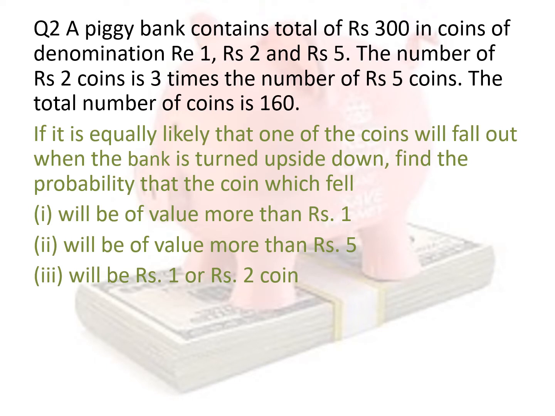Next question is, a piggy bank contains total of rupees 300 in coins of denominations rupees 1, rupees 2 and rupees 5. The number of rupees 2 coins is 3 times the number of rupees 5 coins and the total number of coins are 160. If it is equally likely that one of the coins will fall out when the bank is turned upside down, find the probability that the coin which fell will be of value more than rupees 1, will be of value more than rupees 5, will be rupees 1 or rupees 2 coin.